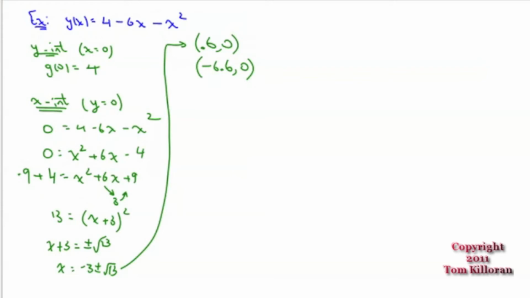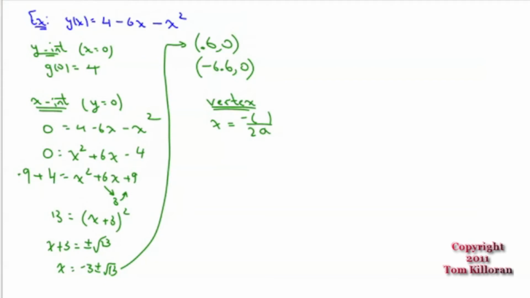All right, and then how do I find the vertex? Now, where do I get the negative b over 2a? From the original problem. Don't be looking at the x-intercept problem. Go back to the original problem. b here is negative 6. a is negative 1. So you go x equals negative b over 2a.